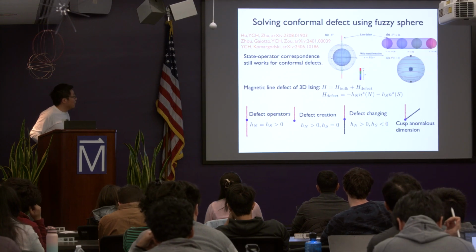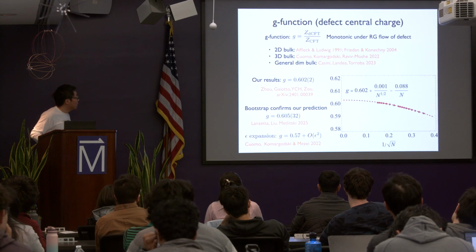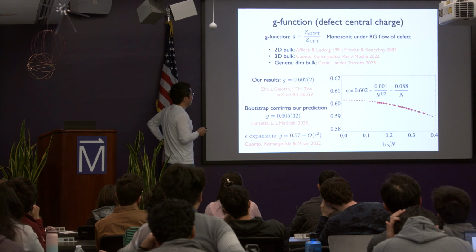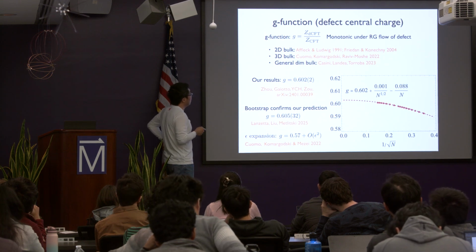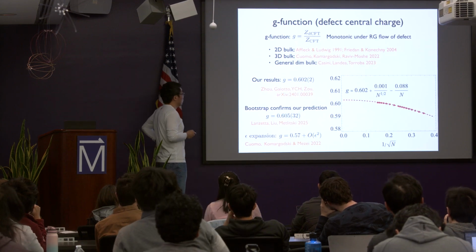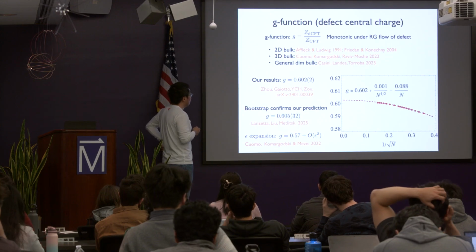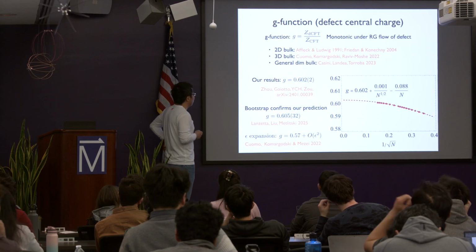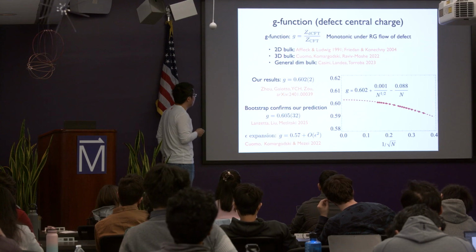So we can also apply the fuzzy sphere to study it. I don't think I have time to explain it. One thing I should point out is that for the defect, there is the so-called defect g-function, or defect central charge, or defect entropy, which is like a central charge that is monotonic under the RG. It was first pointed out by Affleck and Ludwig, and there's also a higher-dimensional version and so on. This quantity had never been computed non-perturbatively before us, so we did the first computations.